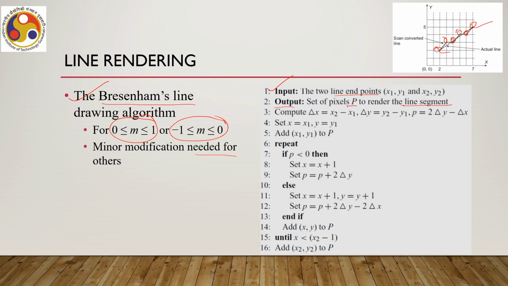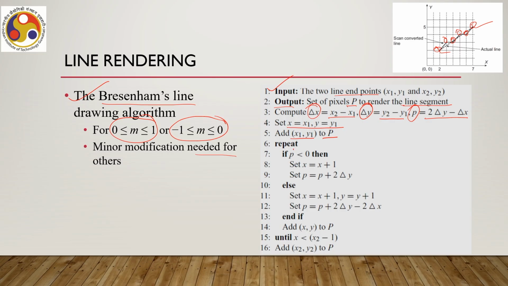At the beginning of the algorithm, we need to compute a few parameters, namely delta x, the difference between the two endpoint x coordinates, delta y, the difference between the two endpoint y coordinates, and p, a decision parameter which is twice delta y minus delta x. Then we start by initializing x and y to one endpoint, and add this to the set of pixels P.